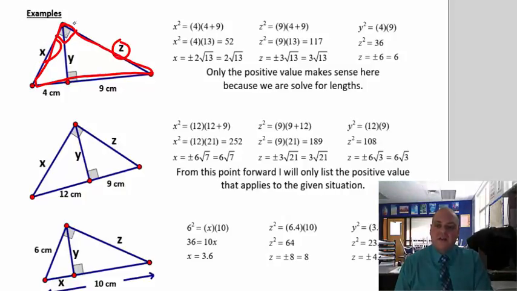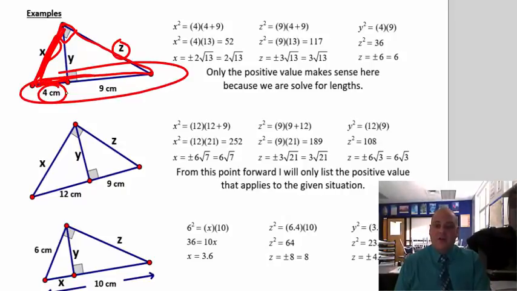So here is X. This is a leg, and this is going to be equal to 4 times the whole hypotenuse, which is 13. So it's going to be x squared equals 4 times 13, which is 52. And the square root of 52 is 2 radical 13. So this is already done for us, and that's going to make it a little bit easier to reference later on. Right now it's kind of tricky.